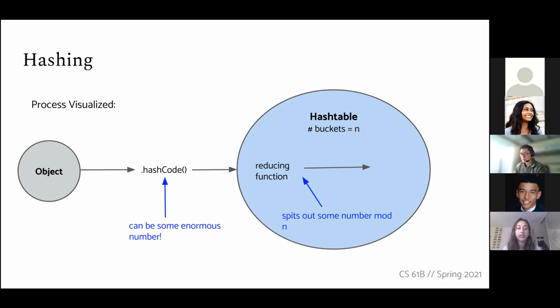This is going to spit out some number mod n, where n is the number of buckets you have in your hash table. Once we do that, we now have a bucket in our hash table that we can map this object to, and we can essentially put it into that bucket. That's the overall diagram for this entire process. And now we can step through the specifics of each step.